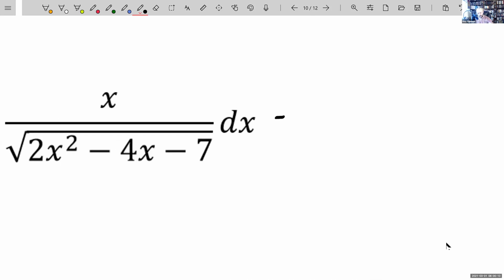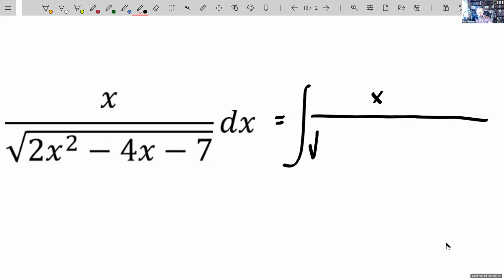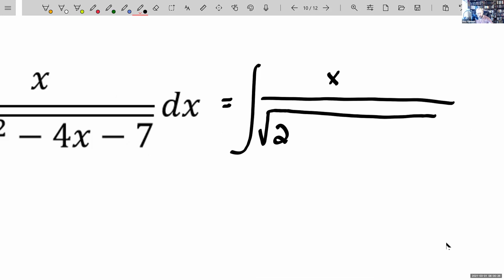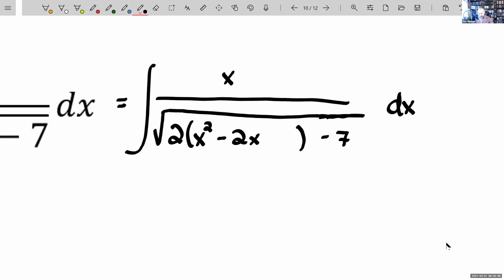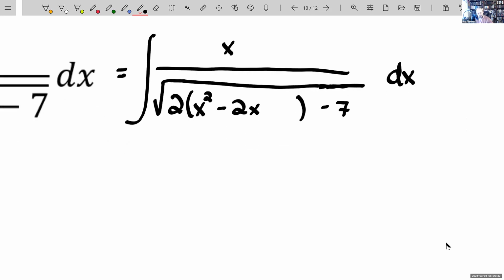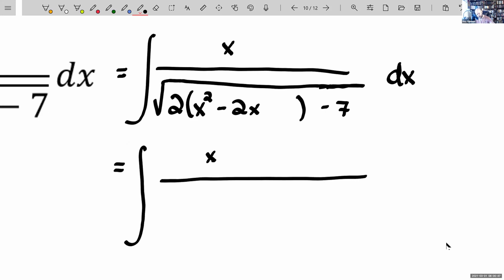So let's go ahead and say this is equal to, and we're going to do algebra right now. I'm going to take that denominator, and instead of writing 2x squared minus 4x minus 7, I'm going to write 2 times the quantity x squared minus 2x, because that would give me minus 4x, and then minus 7. Okay, and then I have a dx off back. And that's just me starting the completing the square process. Now I will go ahead and complete the square, right?